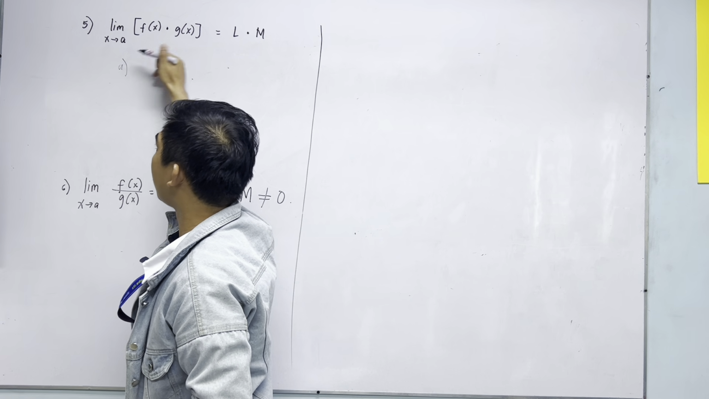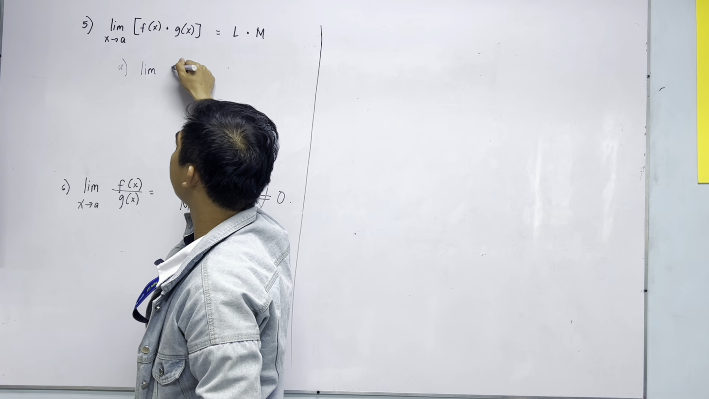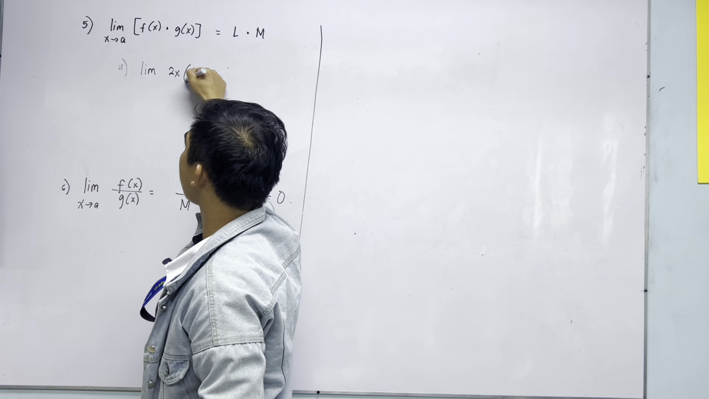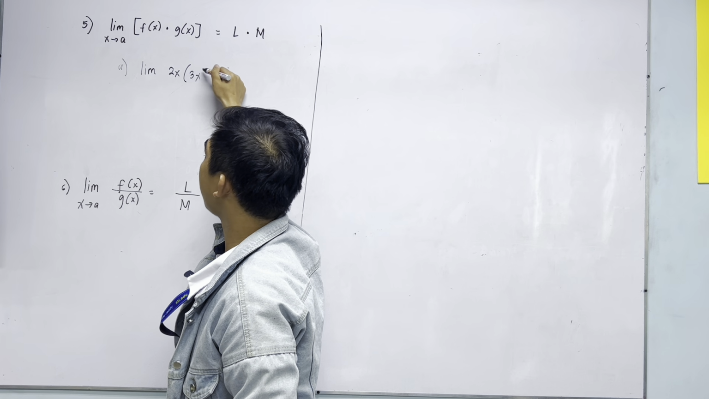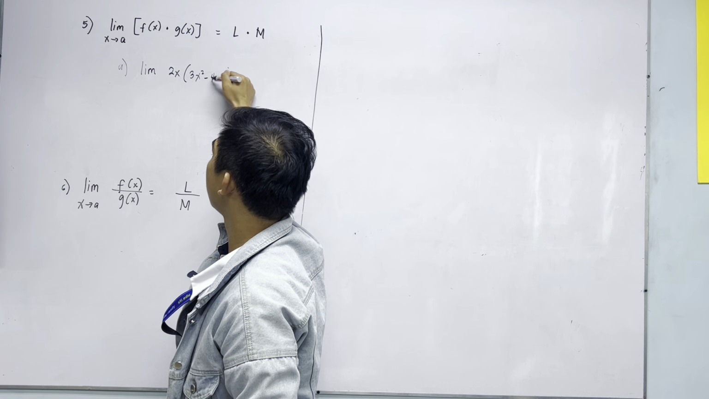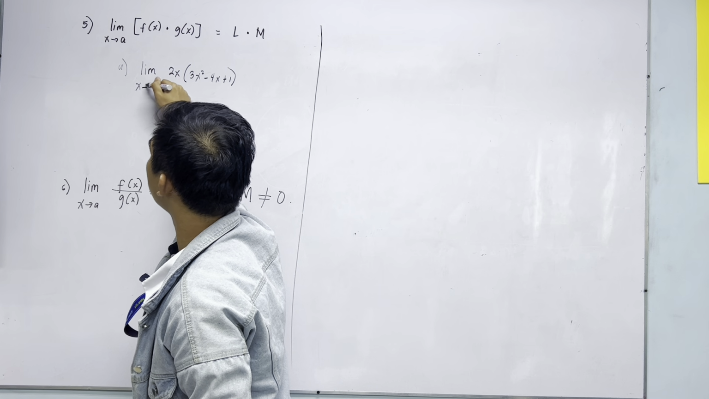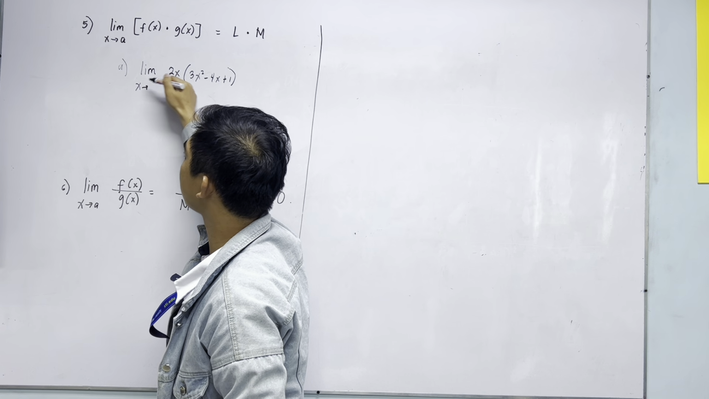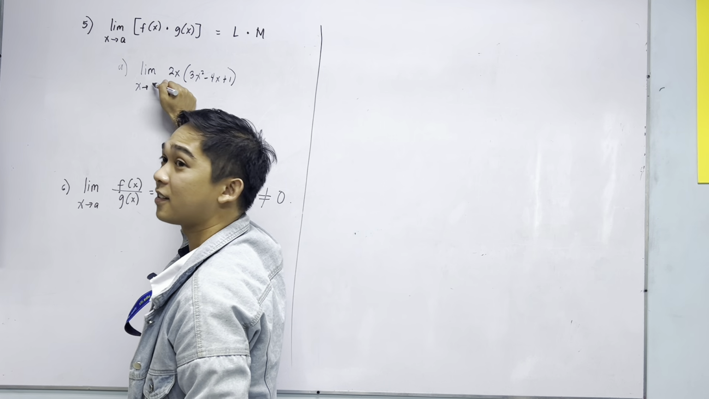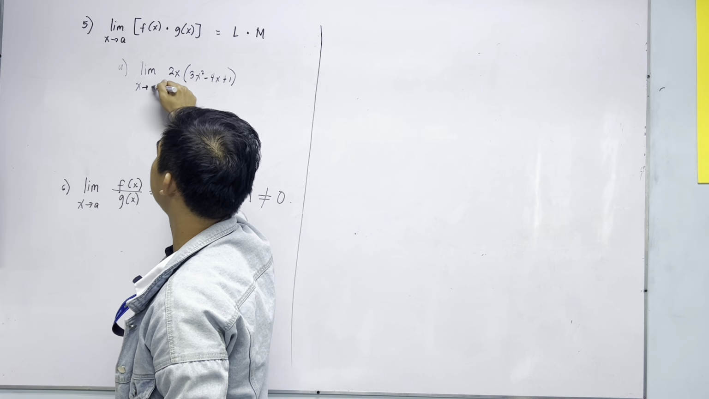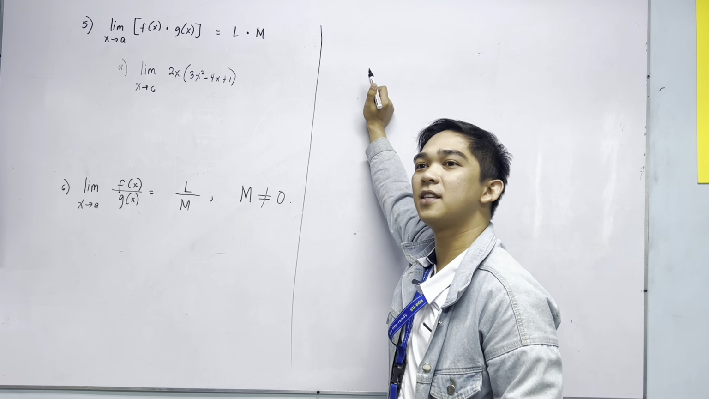Bigay tayo ng example. Let's say, limit of 2x times, lagyan natin ng square, 3x squared minus 4x plus 1, as x approaches, anong gusto niyo number? 4? Maganda 6. 6 daw. Okay, 6. Anong gagawin natin dyan?